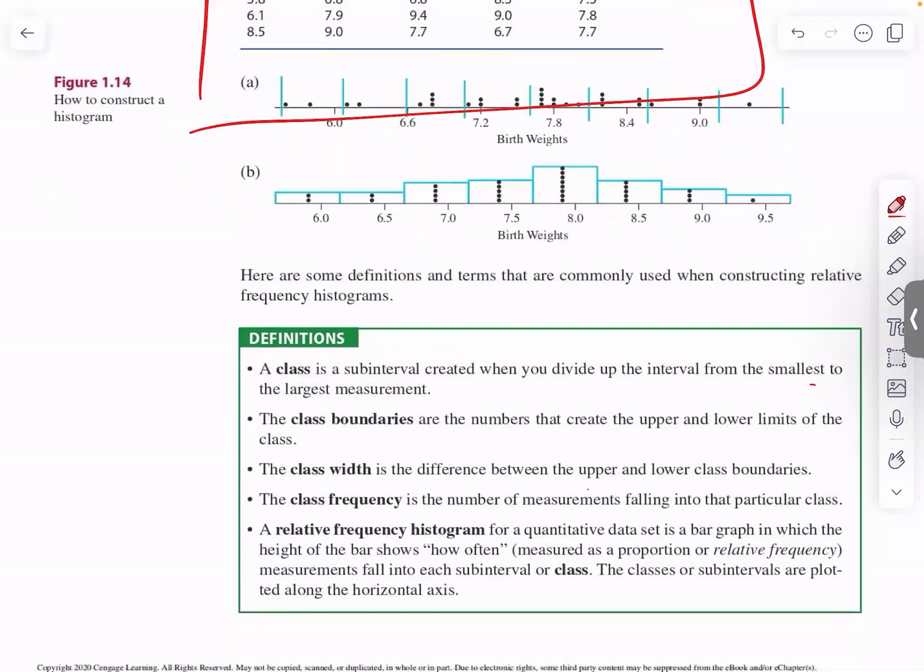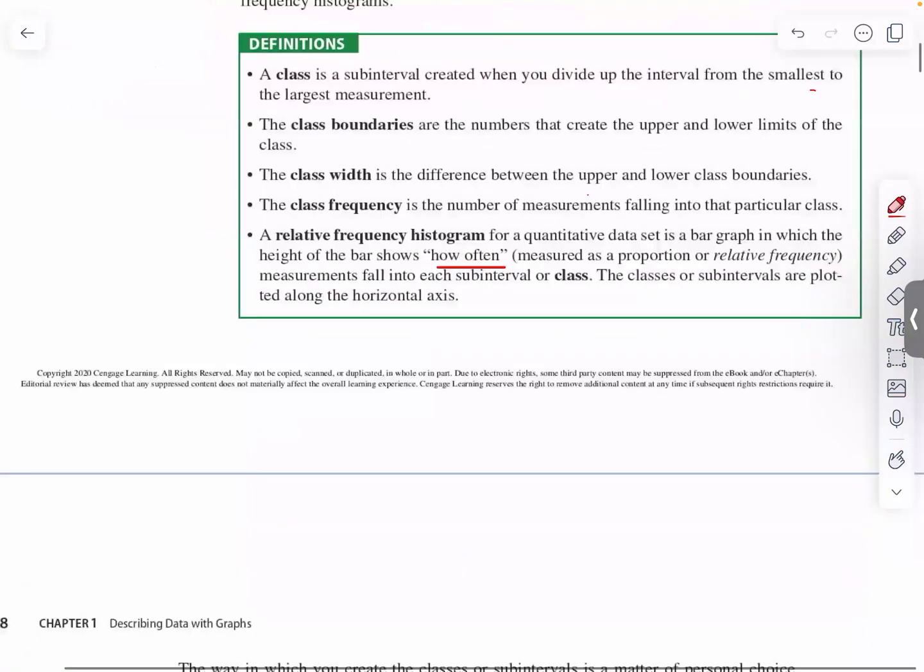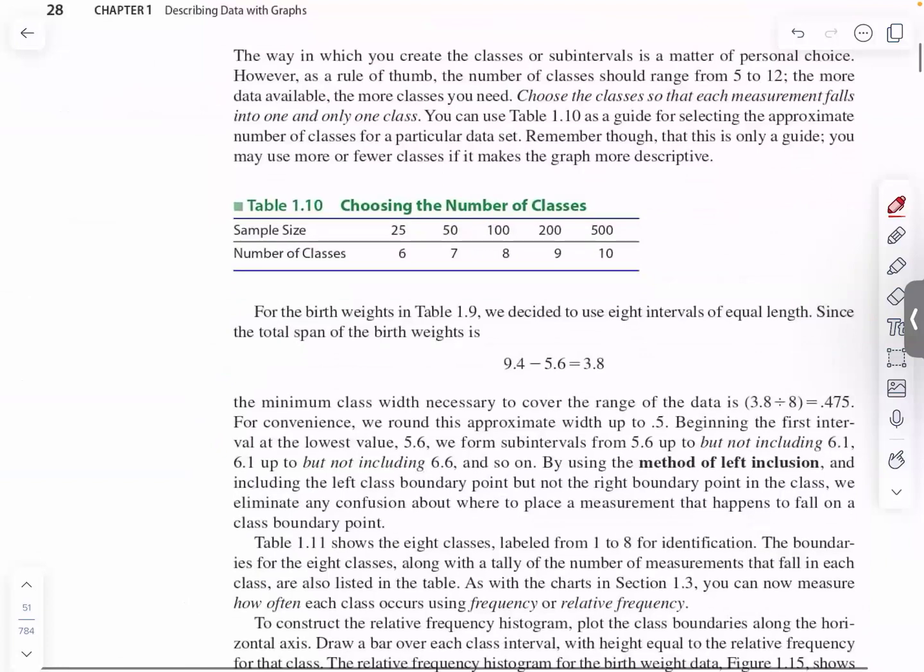A relative frequency histogram for quantitative data is a bar graph in which the height of the bar shows how often, measured as a proportion of the relative frequency, measurements fall into each sub-interval or class. So the classes or sub-intervals are plotted along the horizontal axis. Now let's have an example here. This is a very good example. Now, choosing the number of classes.